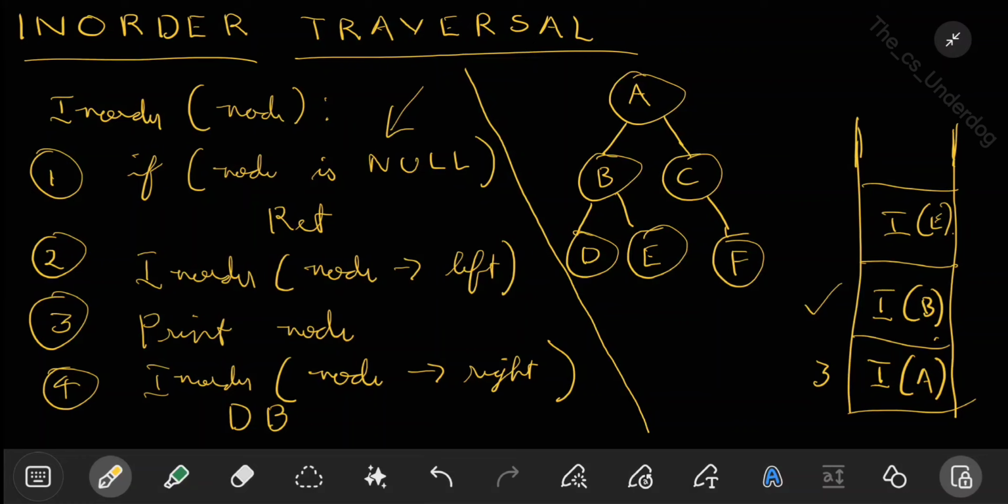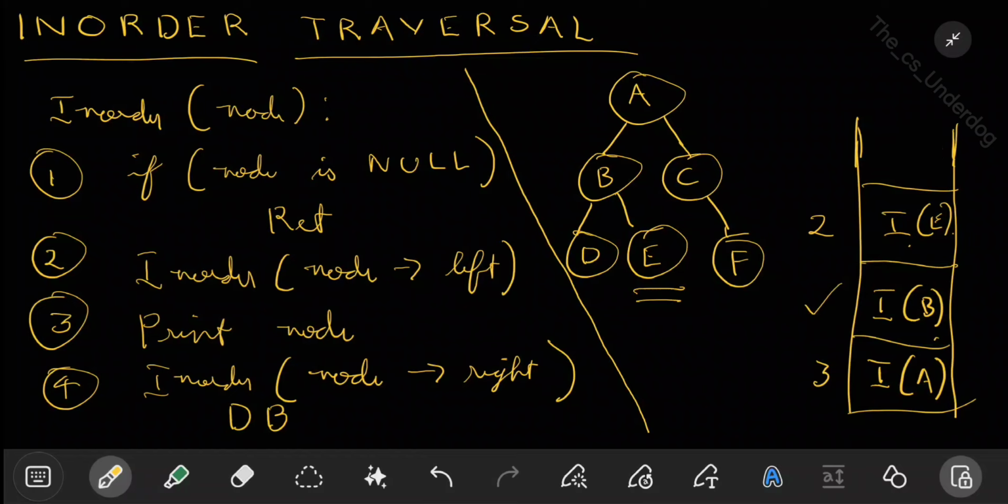So in the first step of E, it will check whether E is null. E is not null, so it will go to the second step. Second step says E pointing left. What is E pointing left? There is no left child, so it is null. So I'll call in order of null entry. Whenever it is null, I'll return. I'll pop this entry off.